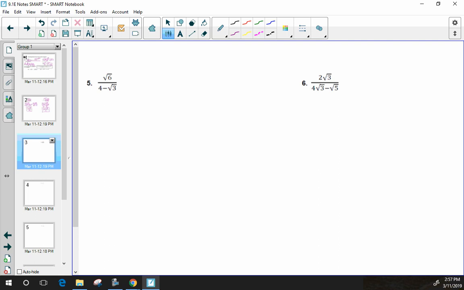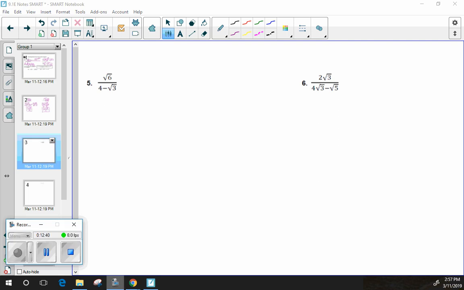Try number 5 on your own, if you will. See how that goes. Number 6 is a little bit more complex, but once you try 5, if it feels really good, then you can shoot for 6 as well.